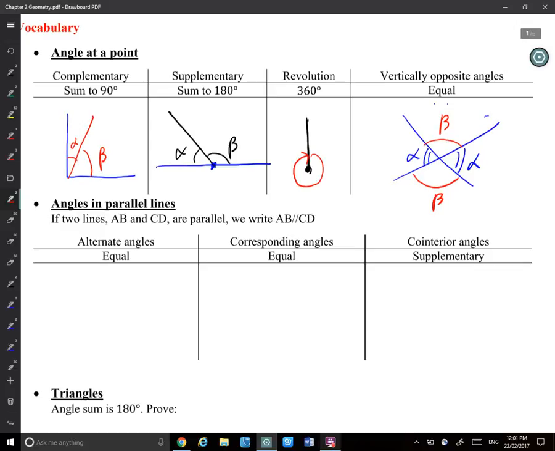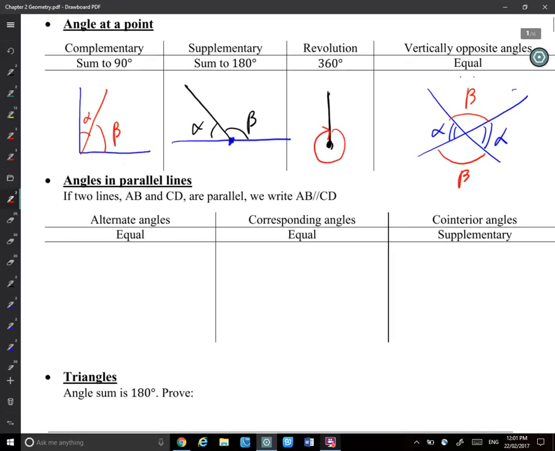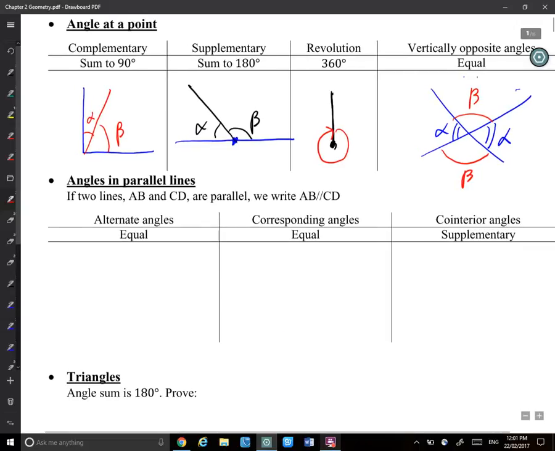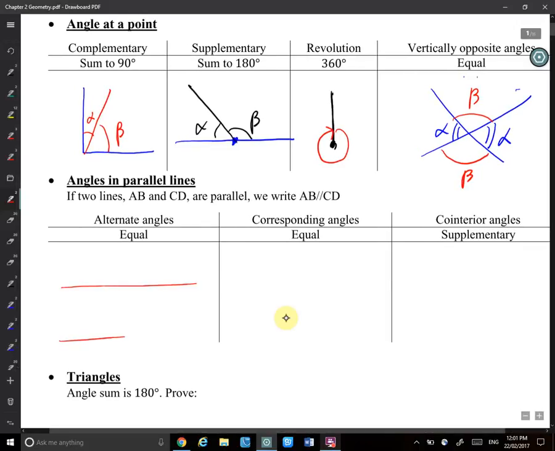Okay, so we talk about angles in parallel lines. If we have two lines AB and CD that are parallel, we write AB parallel to CD. So alternate angles are equal. So what are alternate angles? Let's say we have two lines AB and CD, and they are parallel lines. And then we have another line crossing those two lines.